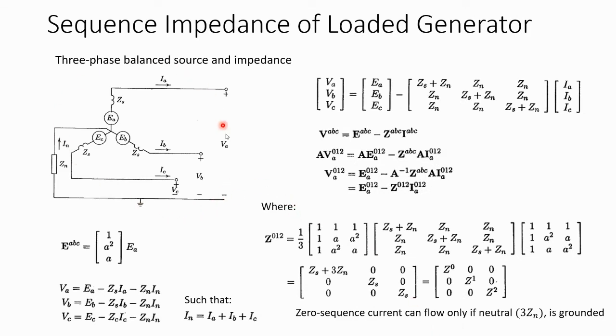Next, we also want to look into the applications of the symmetrical components on the Y-connected balanced generator, and that the generator is also loaded. And because they are balanced, we can go ahead and say that the phases A, B, and C are 120 degrees apart from each other as such. Recall that a is equal to 120 degree phase angle, and a squared is 240 degree phase angle.